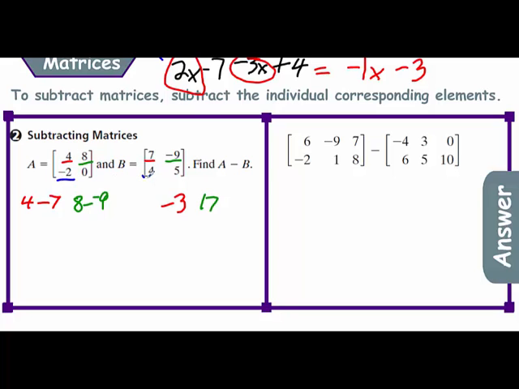Looking at our second row, first column, I have a negative 2, and I'm doing subtraction, and I'm subtracting 4. I have a negative 2, I'm subtracting 4 more, so I'm going to have an even bigger negative than either one alone. I would have a negative 6. And last but not least, 0 minus 5 leaves us with a negative 5.